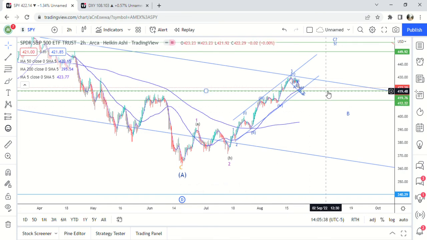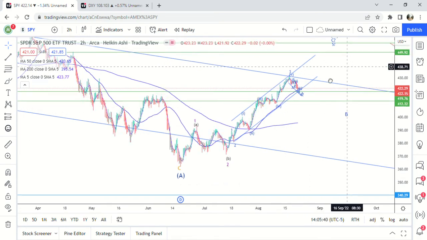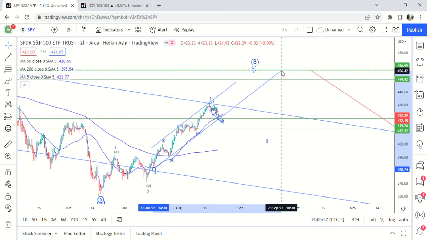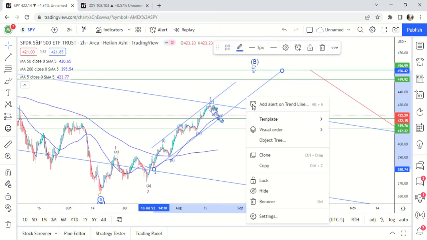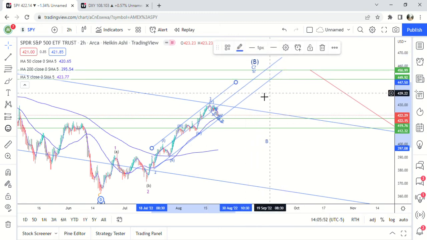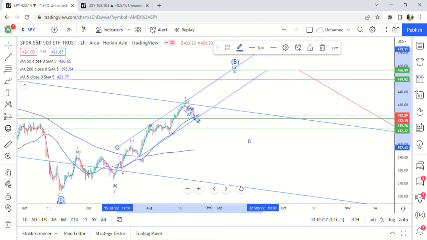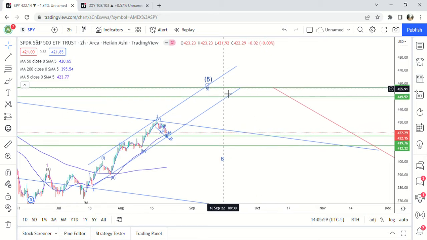So 419 all the way to 450. Probably if we follow this parallel line, let's make it longer. That would take us probably somewhere into mid-September. Yeah, probably mid-September, I would say. And then we would probably sell off going into midterms if this would play out.